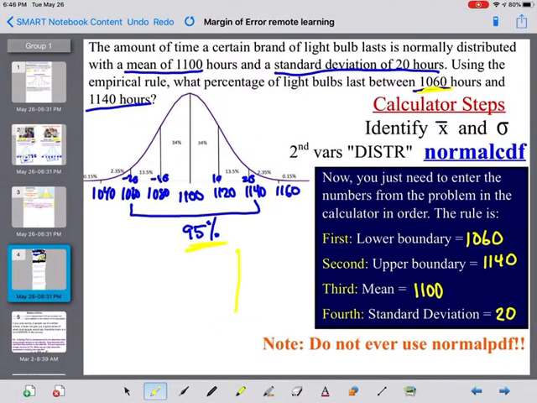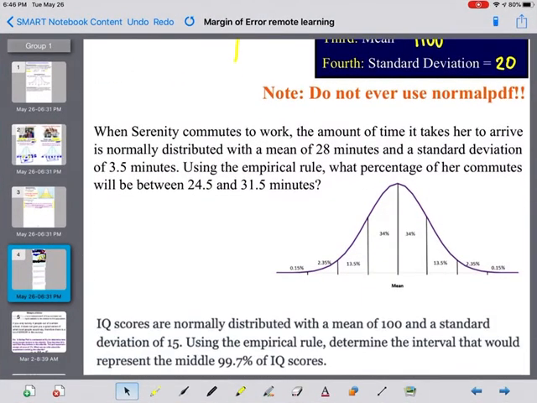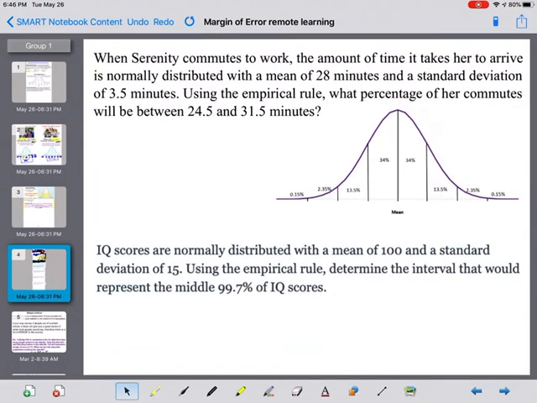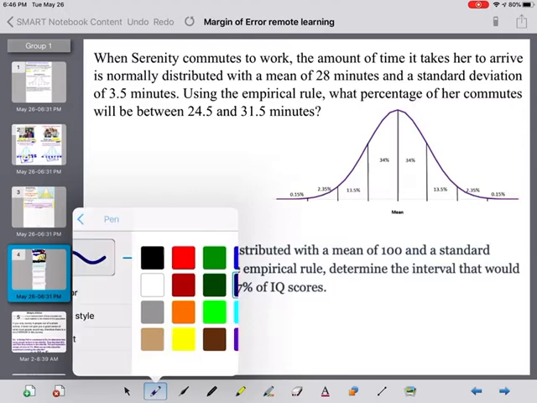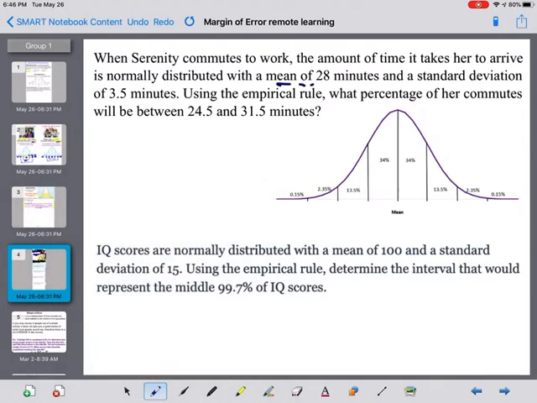Okay, now we're going to just practice this. So, Serenity commutes to work. The amount of time it takes her to arrive is normally distributed with a mean of 28 minutes and a standard deviation of 3.5 minutes. We're going to use the empirical rule. So we want to say, is it within 1 standard deviation, within 2, or within 3?